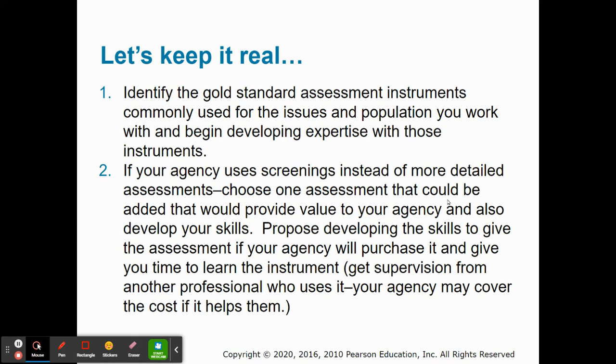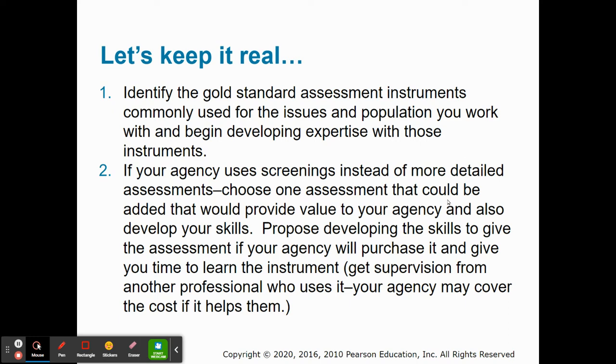So I wouldn't start with the MMPI, or with an intelligence test. I would start with something that is going to be meaningful for the population that that agency is dealing with, wherever you're working. And I would start there. And once you are able to get an ADHD instrument under your belt, and you feel comfortable with that, then let's think about what else.